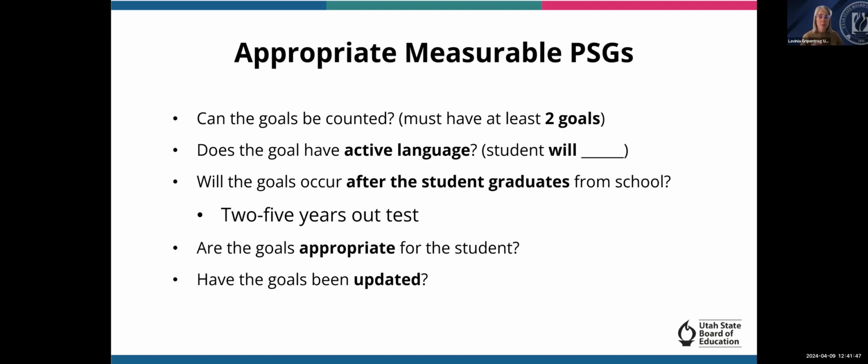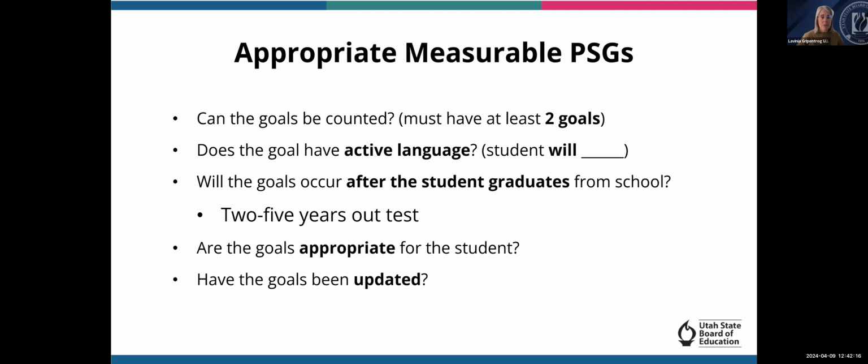So often we'll see the word "will" in there, and I'm going to provide you some examples. And then making sure that there's a statement about when that goal is going to occur. It has to be after they leave, after they graduate, after they age out. So that'll have to be included. And I'm going to share with you in a minute a formula that, when I was a special ed teacher, was super helpful in writing these goals, because they are very different than writing annual IEP goals. You'll see that in a minute.